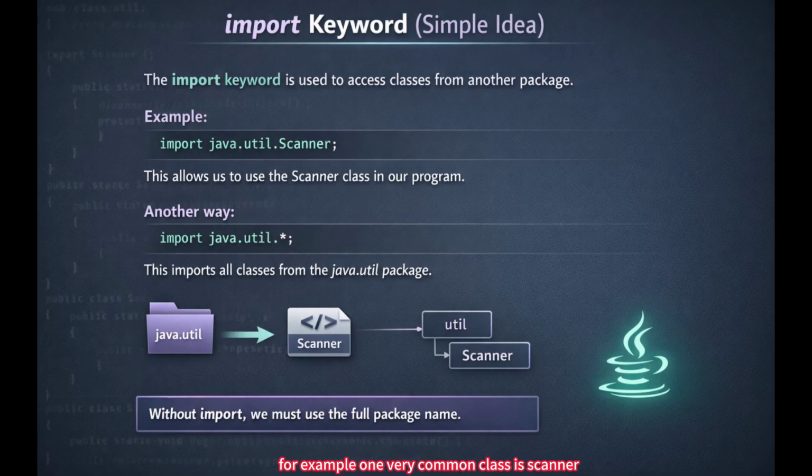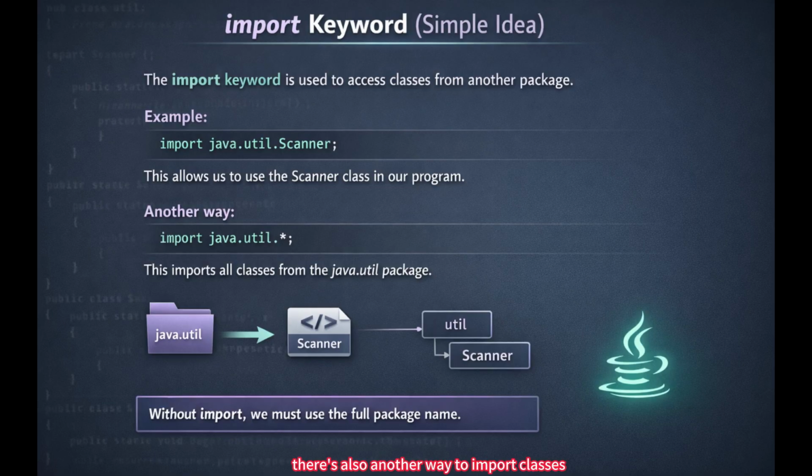For example, one very common class is Scanner, which is used to take input from the user. The Scanner class is part of the java.util package. So, at the top of your program, we write import java.util.Scanner. This line tells Java, hey, I want to use the Scanner class from the java.util package. Once we do this, we can create a Scanner object and take input without any issues.